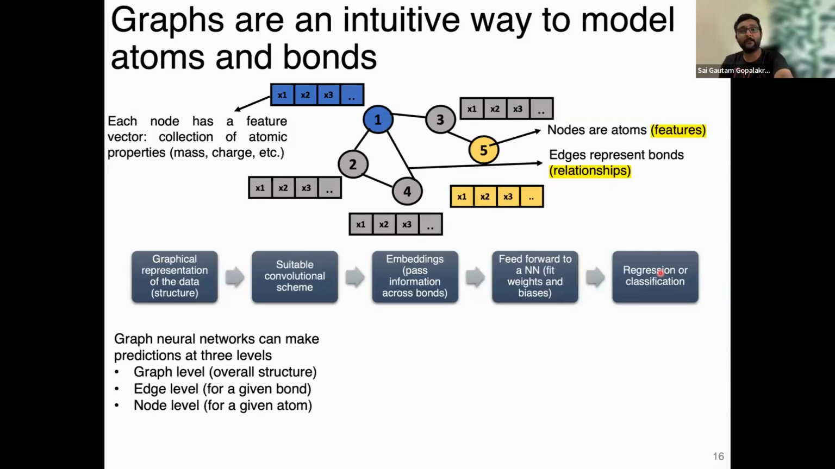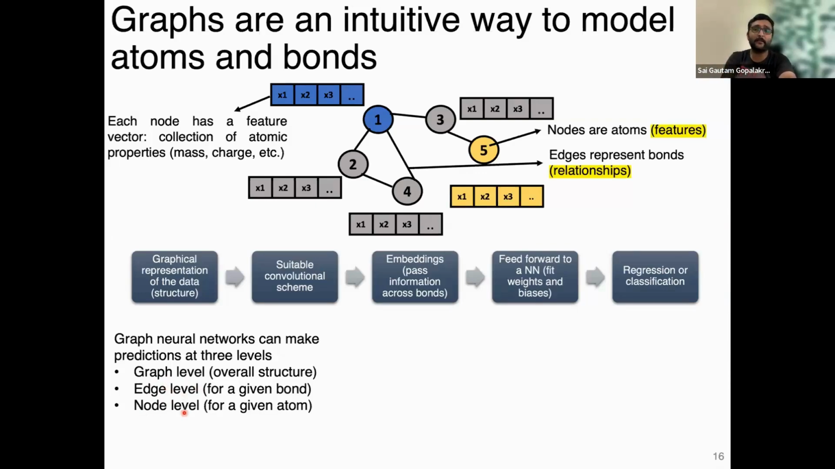Now the nice thing about graph networks is that they can make predictions at different levels of the network. So you can make predictions at the network level, which is basically the structural level. So think of any structural properties, that could be bulk modulus, formation energy, band gaps, and so on. They can also make predictions at an edge level. So for a given bond, think about bond dissociation energy, cohesive energy, and so on. So those predictions a graph network can also make.